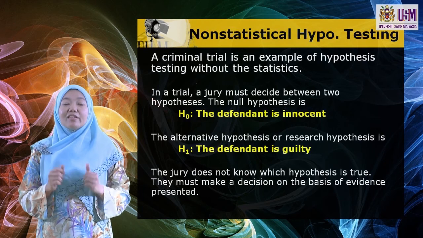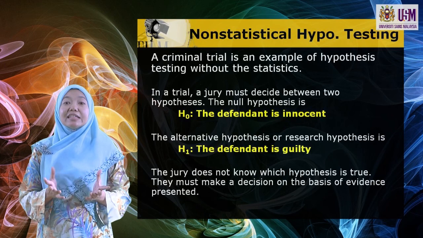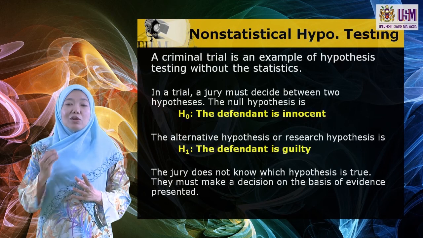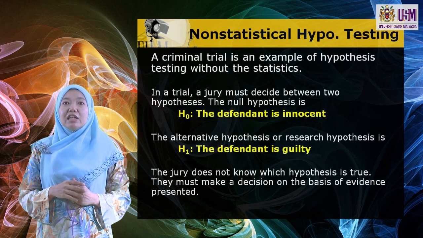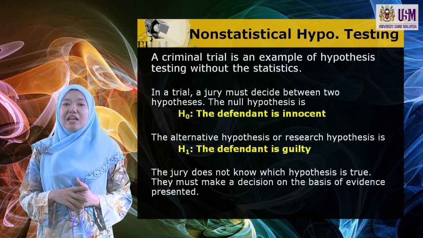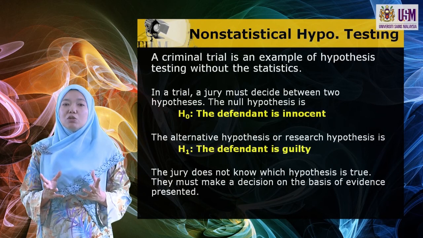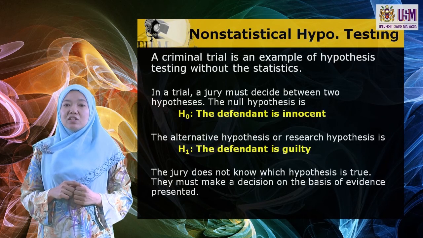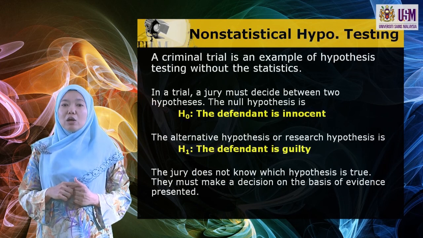We are still discussing non-statistical hypothesis testing. A criminal trial is an example of hypothesis testing without statistics. This is for you to understand the concept of hypothesis testing only. In a trial, a jury must decide between two hypotheses. The null hypothesis, the underlying hypothesis, is what we call H0, where we assume that the defendant is innocent. The alternative hypothesis, or the research hypothesis that you're going to examine, is H1, where the defendant is guilty.